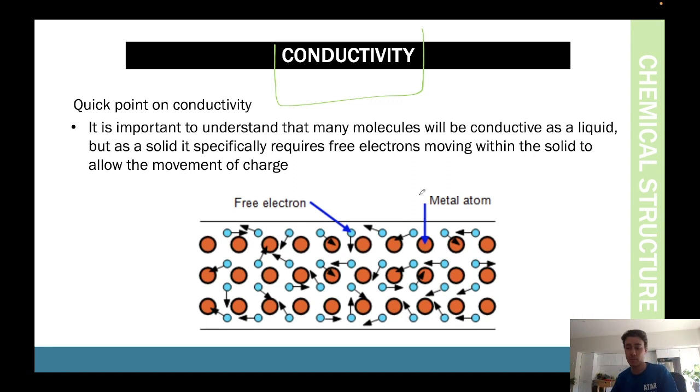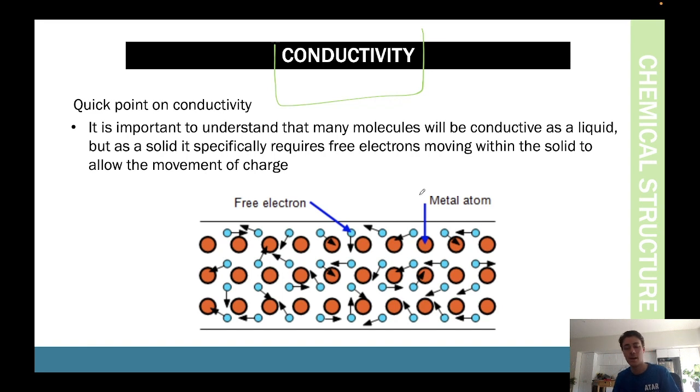Metals particularly are able to do this, but essentially whatever your material is that you want to conduct electricity, it must have free moving charged particles. So for current to move, for electricity to move, it needs to move through moving charged particles. The particles need to be charged and they need to be moving. In metals, the electrons are free to move.